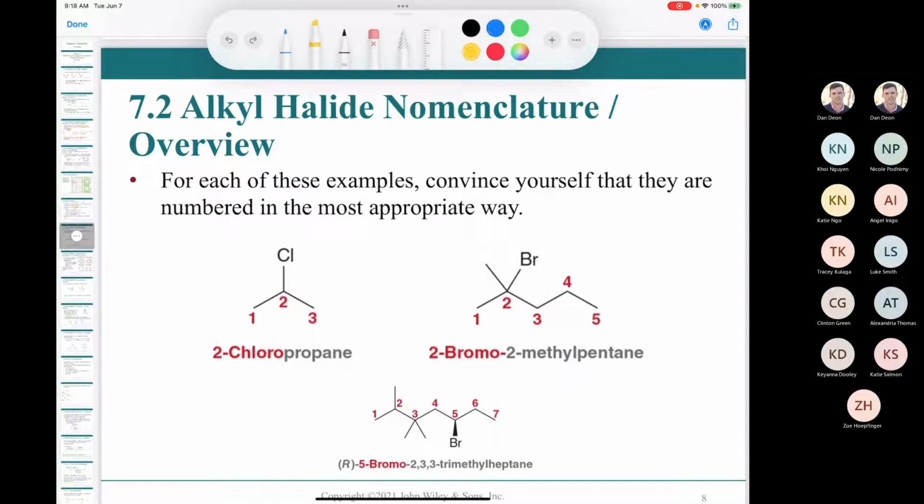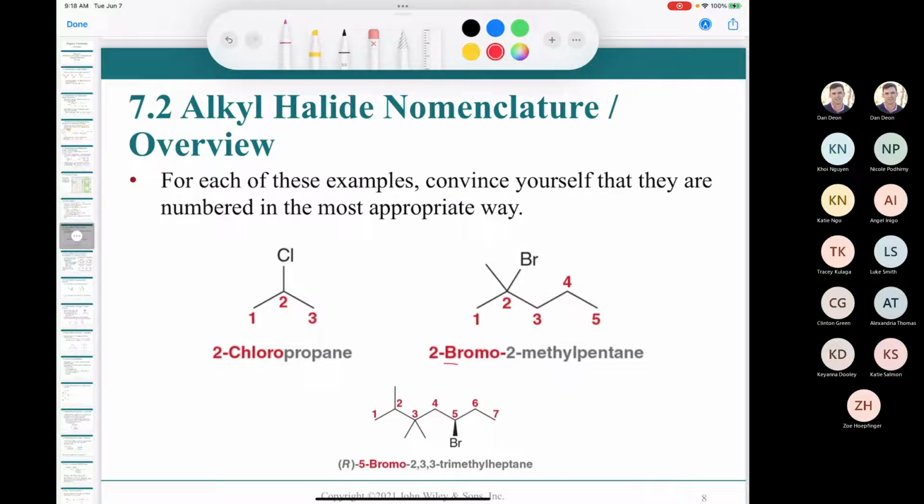The next one, the longest carbon chain, contains 5 carbons. We start numbering from the left because that gives the substituents, the methyl and the bromo, the lowest possible locant numbers. If you had started numbering over here, instead of a 2, they would have been a 4. 2 is lower than a 4, therefore the way it's numbered is correct. So we have 2-bromo-2-methylpentane. Why do we put the bromo first?